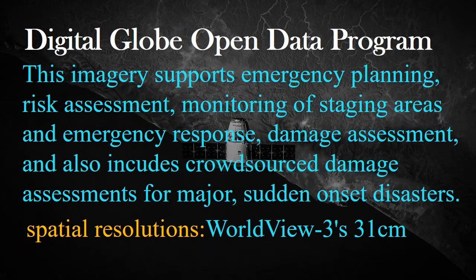Next one is the Digital Globe Open Data Program. This particular satellite imagery we can utilize for emergency cases. It's for emergency planning, risk assessment, monitoring of staging areas, emergency response and image assessment, and it also includes crowdsourced images and assessments of major sudden onset disasters, before and after the disaster, or we have to plan before the disaster. Here we can get these kinds of satellite images and download them. The source is WorldView-3, and the resolution is about 31 centimeter.